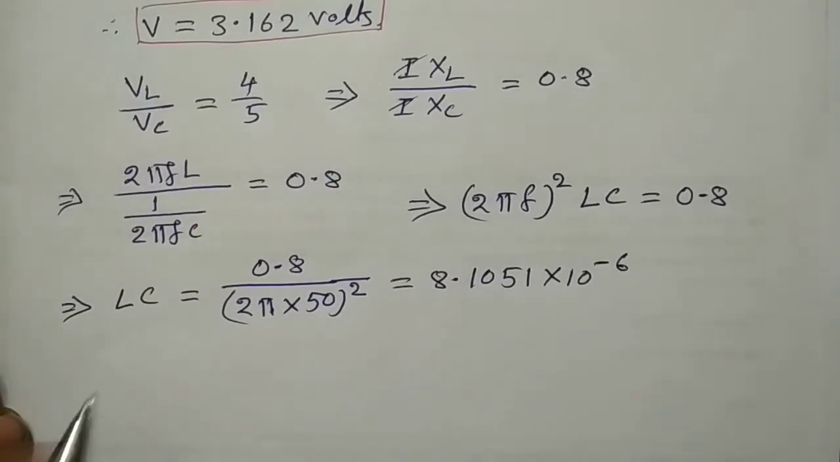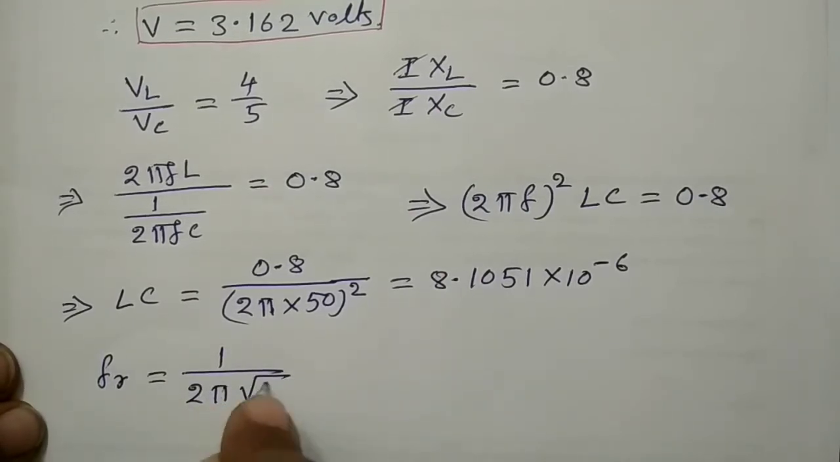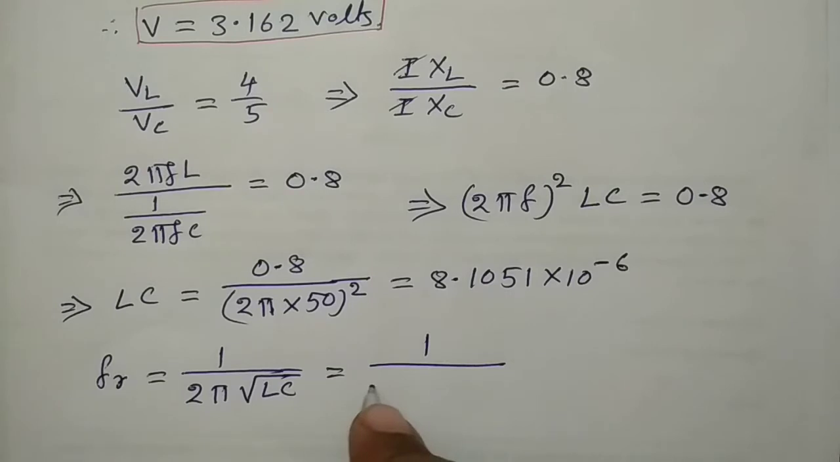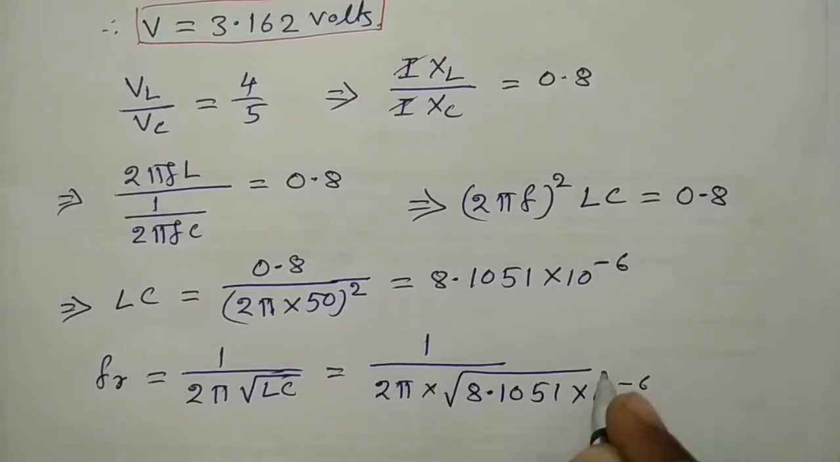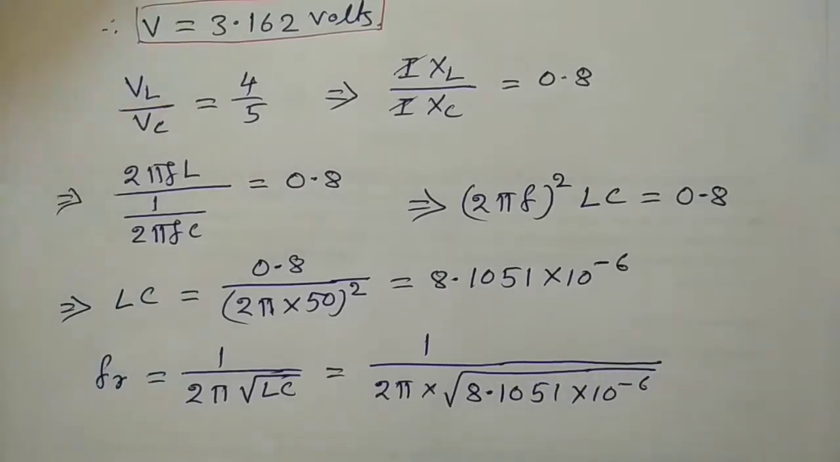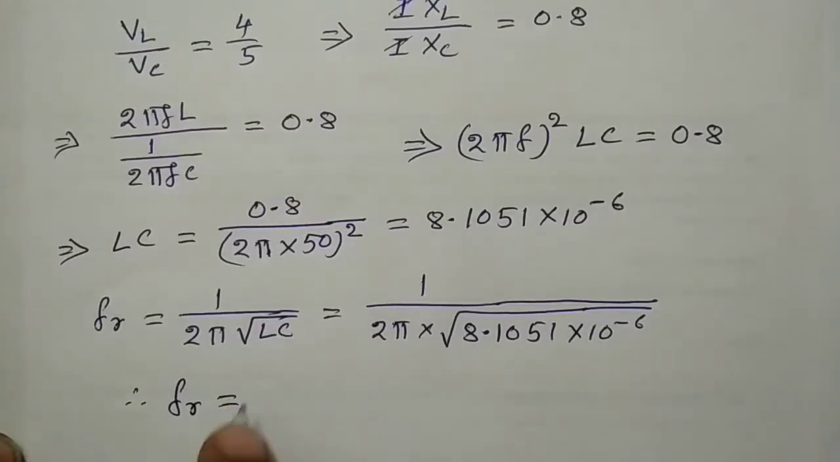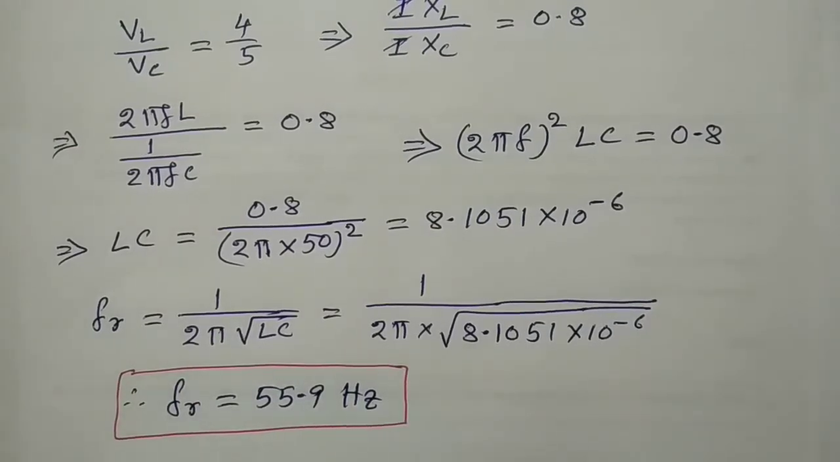Now the resonant frequency, we know the formula, FR is equal to 1 upon 2 pi root LC. So in this formula, we will put the value of LC. So it is 2 pi into square root of 8.1051 into 10 to the power minus 6. So finally we'll get the resonant frequency as 55.9 Hz. So this is the resonant frequency for this circuit. This is the solution.